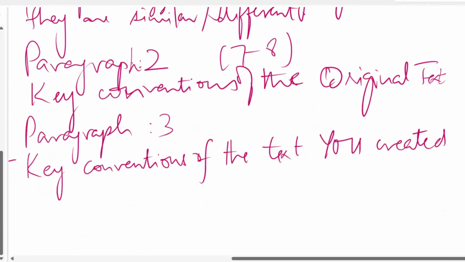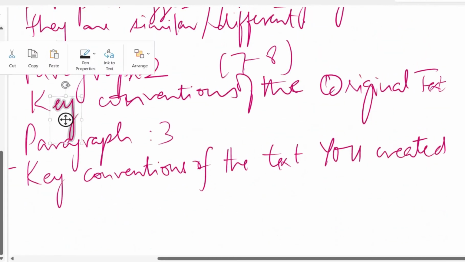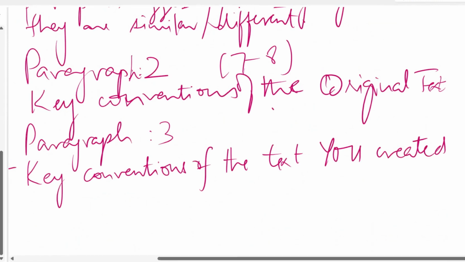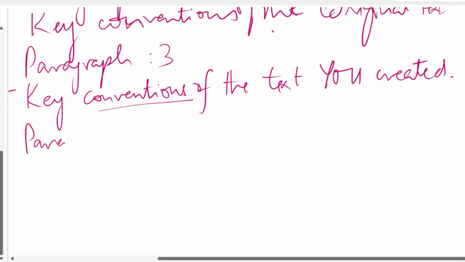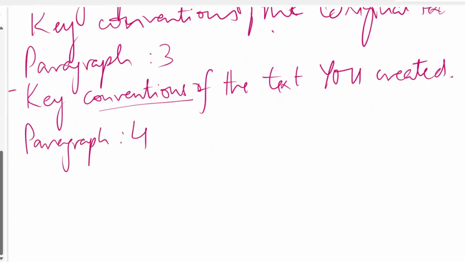Okay. Then we have to do it separately. In paragraph number 2, we're going to do it for the original text. In paragraph number 3, we're going to mention the key conventions of the text you created. Got my point? Then comes paragraph number 4. What are we going to do in paragraph number 4?